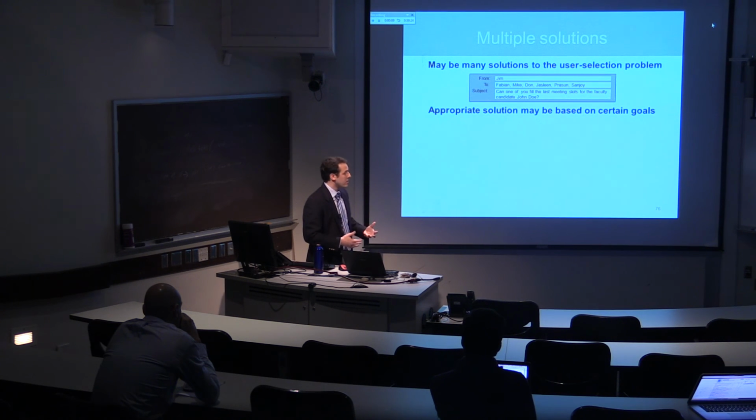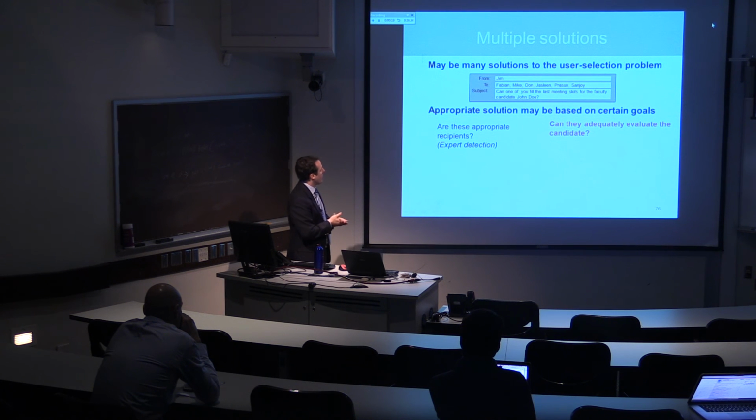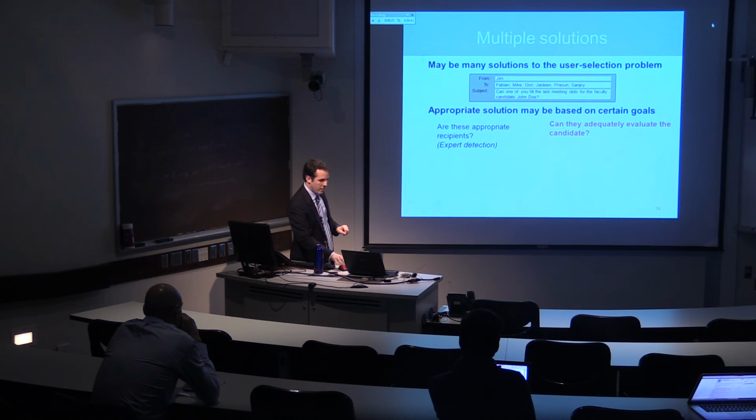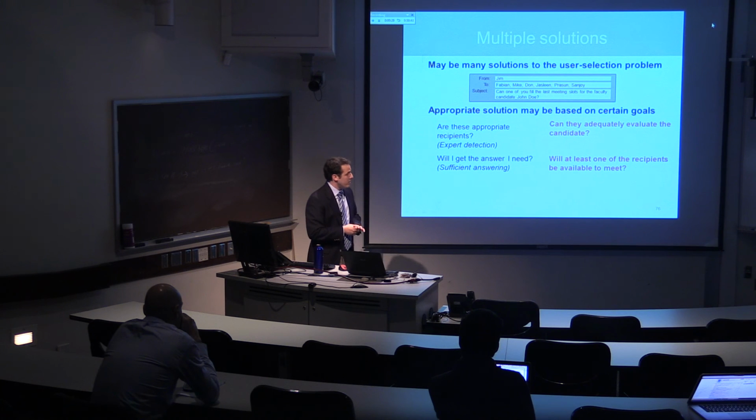And they may decide on this solution based on certain goals. So for example, right here is an email about filling the last meeting slots for a faculty candidate. And this may have been decided based on, are these appropriate recipients, or expert detection? Can these recipients actually adequately evaluate this candidate? Will I get an answer that I need, sufficient answering?